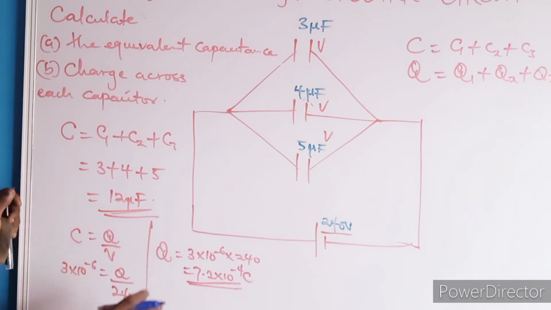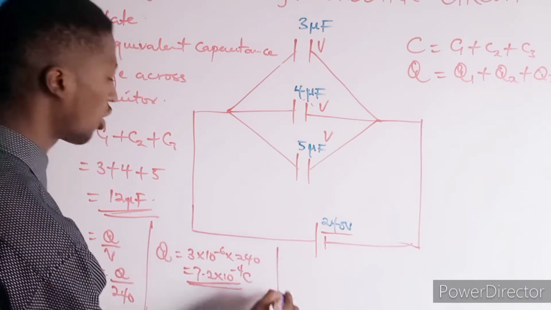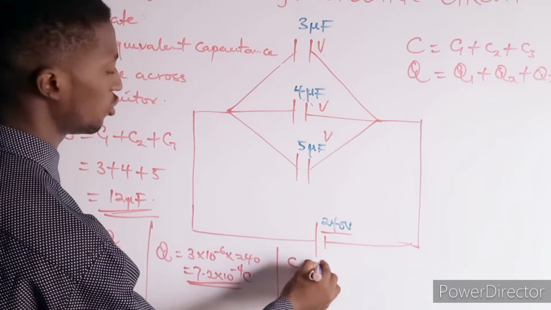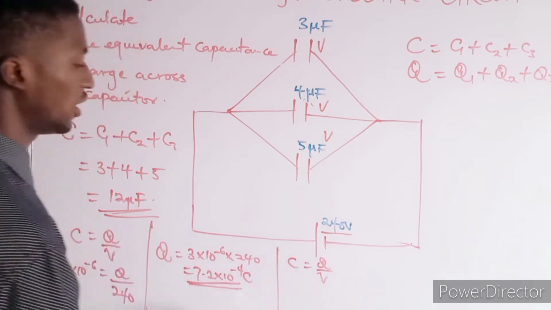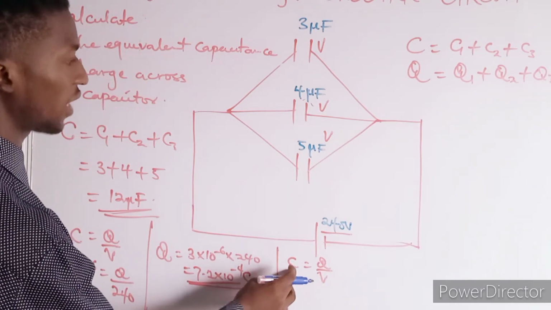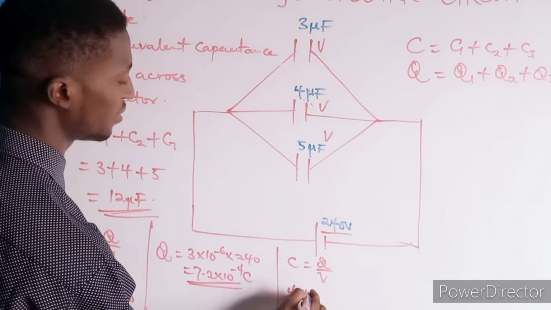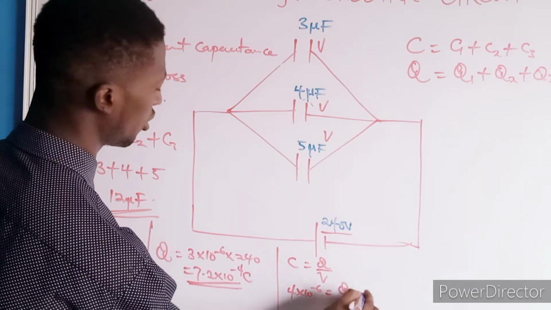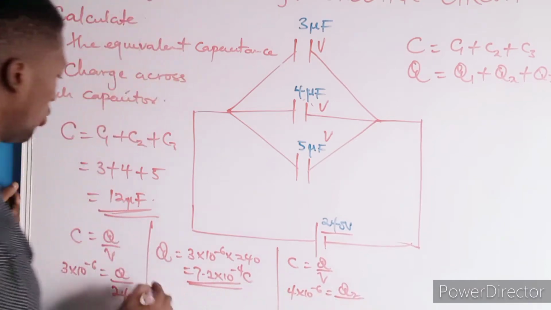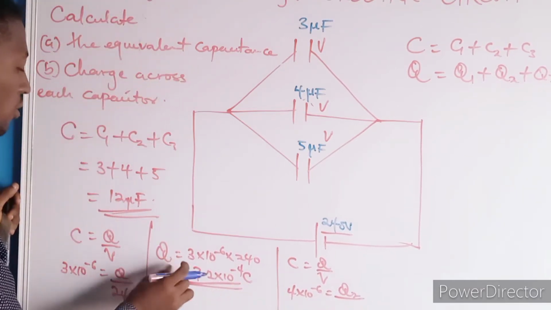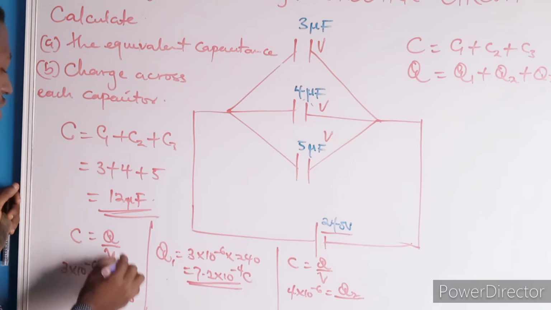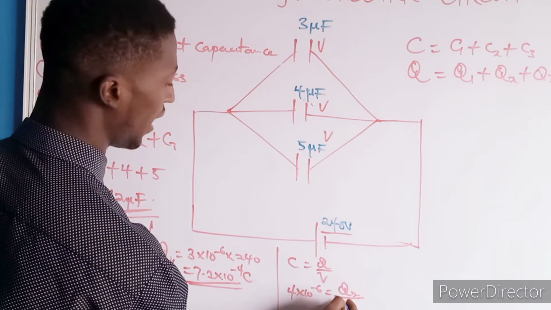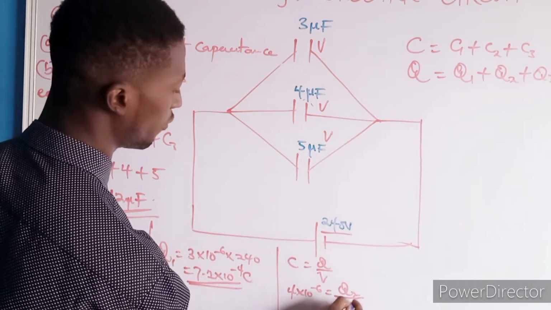Our charge is always in coulomb. Please take note. Now to get the second one, we still use C equals charge over the potential difference. The capacitance of the capacitor is said to be 4 times 10 raised to the power minus 6, equals the charge, that is the second one, over the potential difference, which is said to be 240.